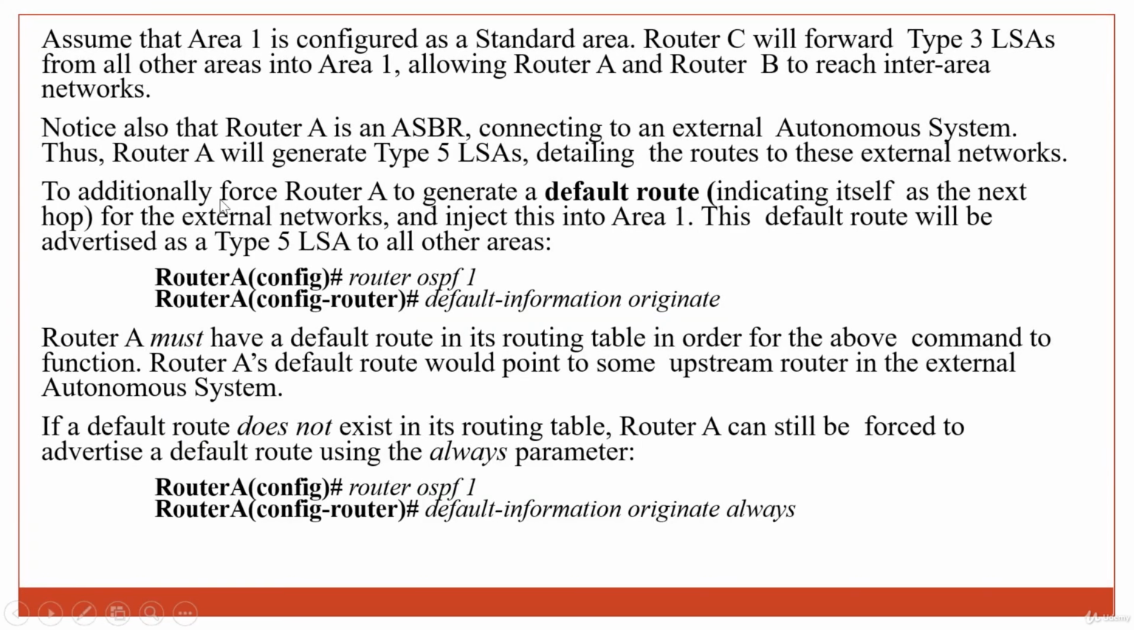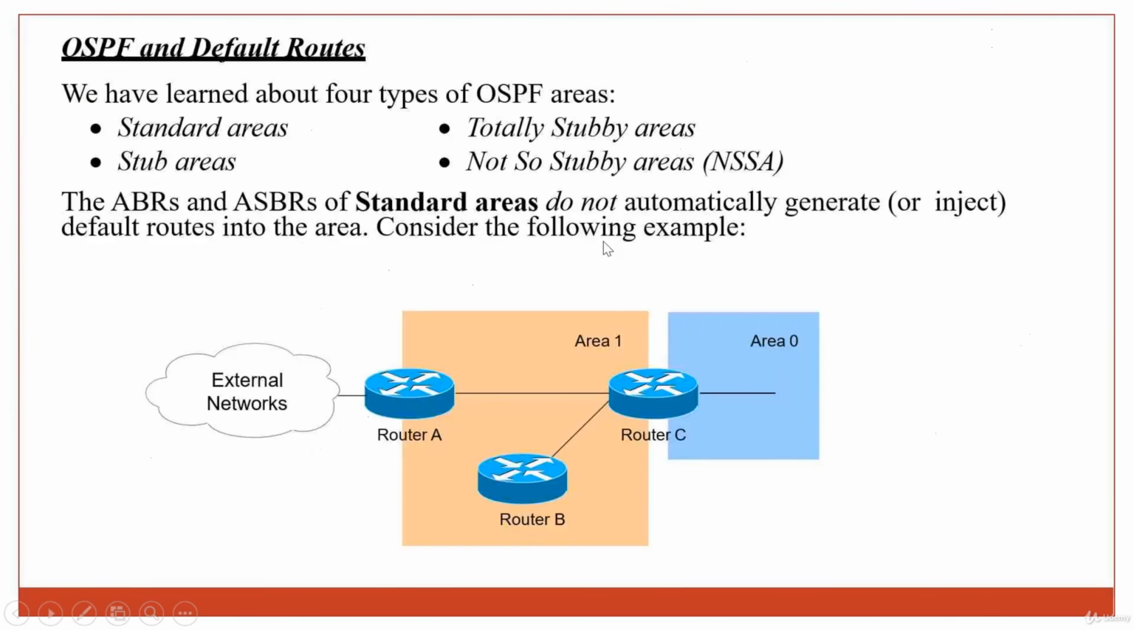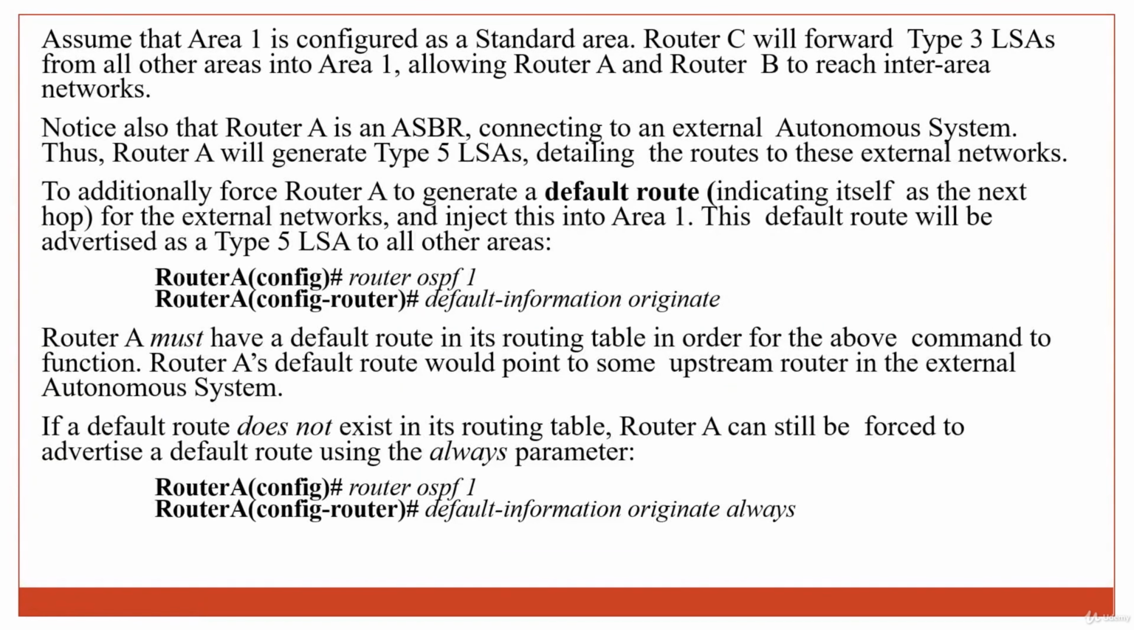So here you can see that we additionally force router A to generate a default route, including itself as the next hop for the external network, and inject it into this area 1. Okay, what is the command? The command is: go to the router process and use default-information originate. So this will inject the default route.